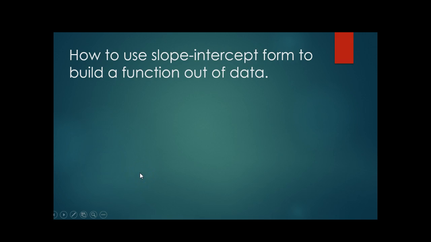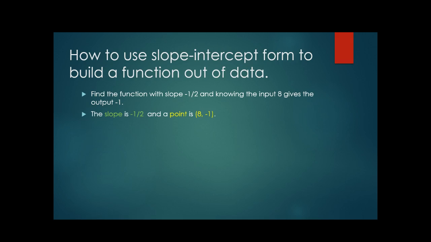Okay, how to use slope-intercept form to build a function out of data. So we're going to create an equation out of things that we know. For example, a function with a slope of negative 1/2 and input 8 giving output negative 1. We know that the slope is negative 1/2 and the point is (8, -1). If you plug in 8, you get out negative 1. So those are your x-y pairs.